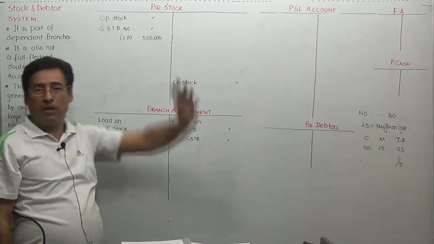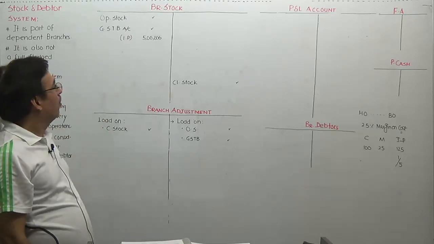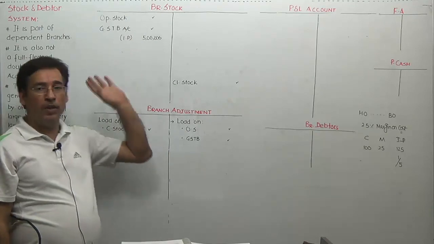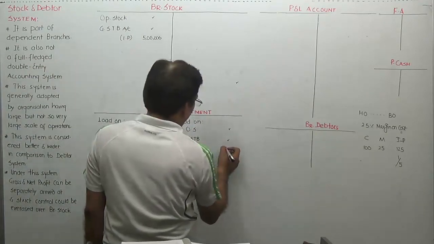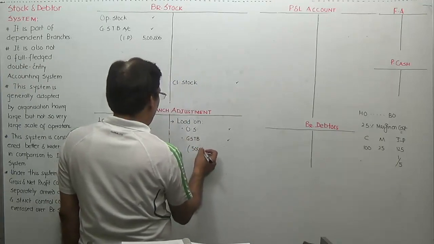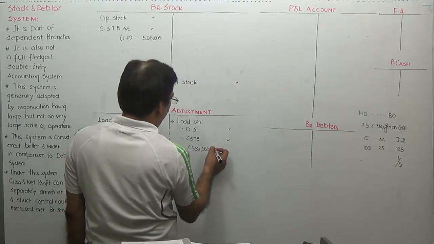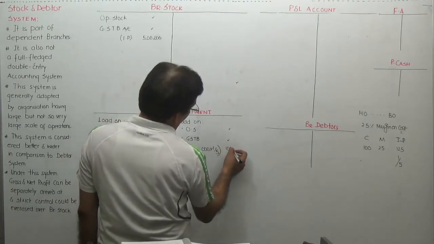Presuming there is no opening stock, then goods sent to branch account will be written over here at invoice price. And I am going to write its loading here. 5 lakh is the invoice price, and I will take the rate as 1 by 5, and I am going to write here 1 lakh. Isn't it?